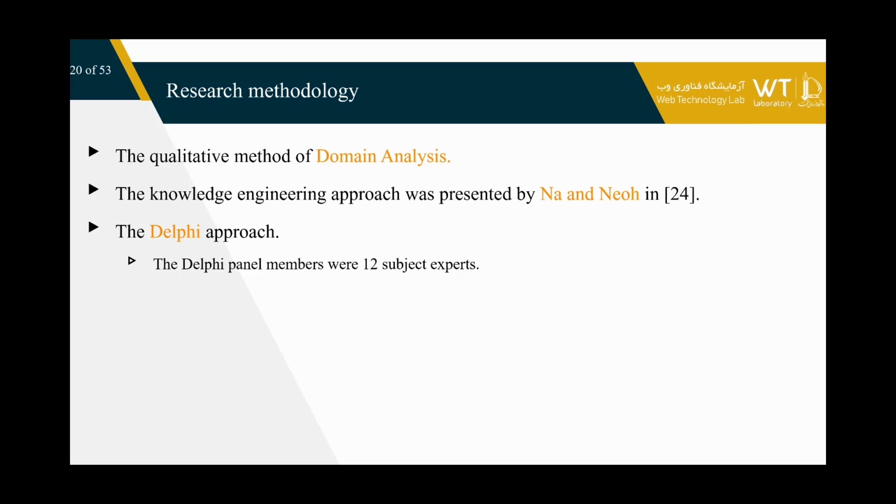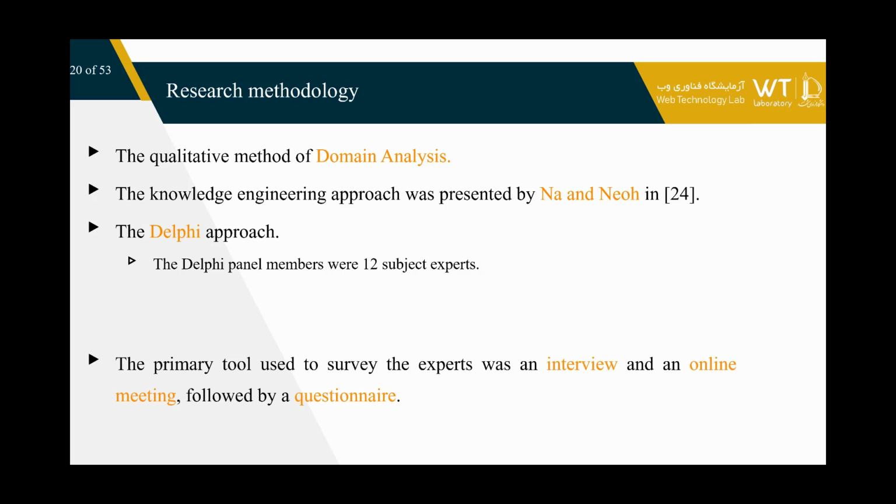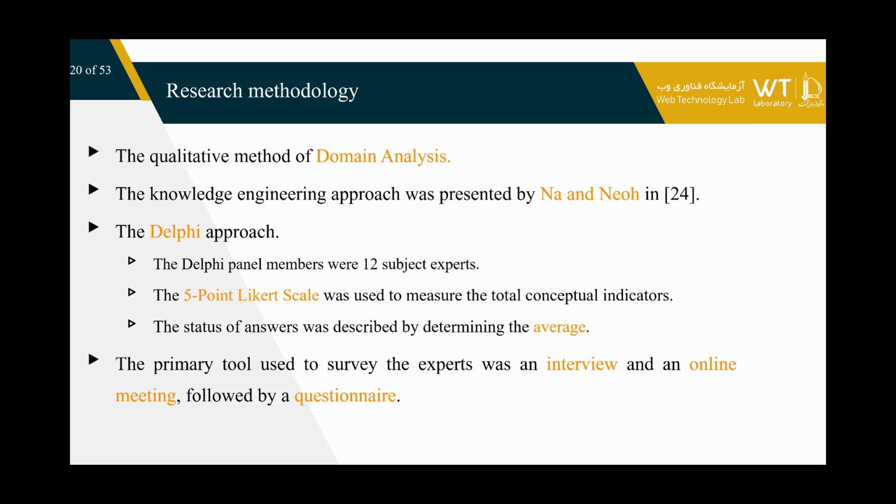These members were involved from the beginning of our work until the architecture of the ontology was defined and the ontology was evaluated. The device used to survey the experts was, in the first step, an interview and virtual meeting, and then a questionnaire. We used the 5-point Likert scale to ascertain the total conceptual indicator in the first and second rounds, and the end of the indicator for each component space was considered to add the viewpoint of the experts. The status of the answer was described by determining the average. All the information was recorded in Excel, grouped by concept, category, subcategory, and subconcept, and modeled with Visio.